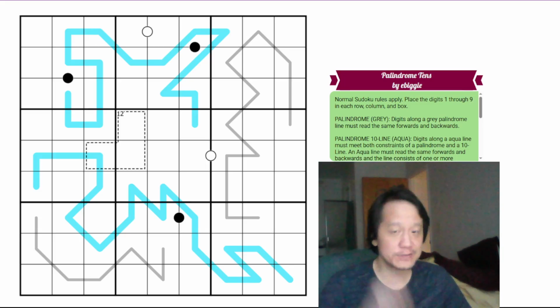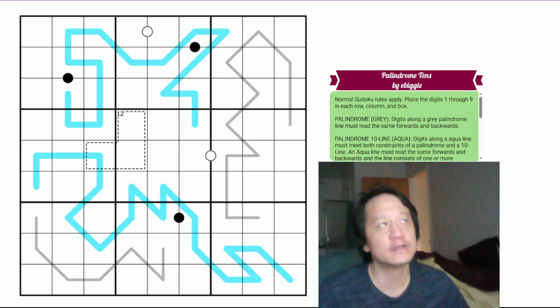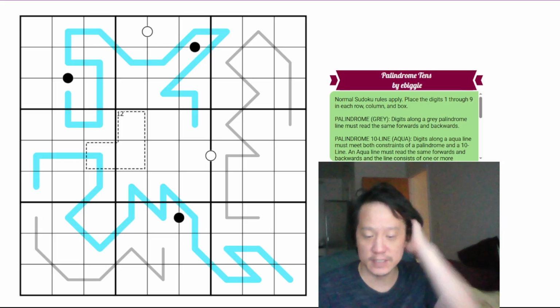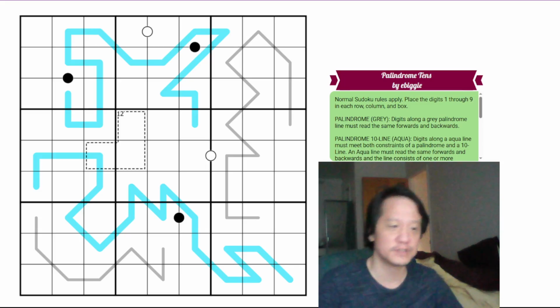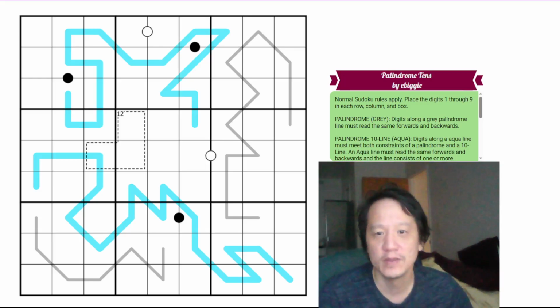Today's puzzle is called Palindrome Tens, and it's by E. Biggie. I've done quite a decent number of his puzzles, and he always seems to set some pretty good puzzles, or with some interesting logic. So hopefully this is also one of the same.